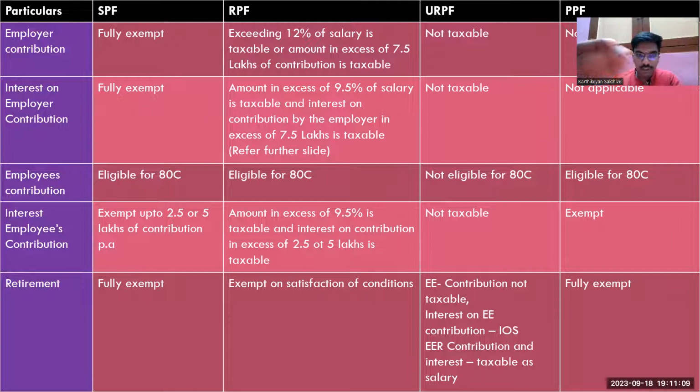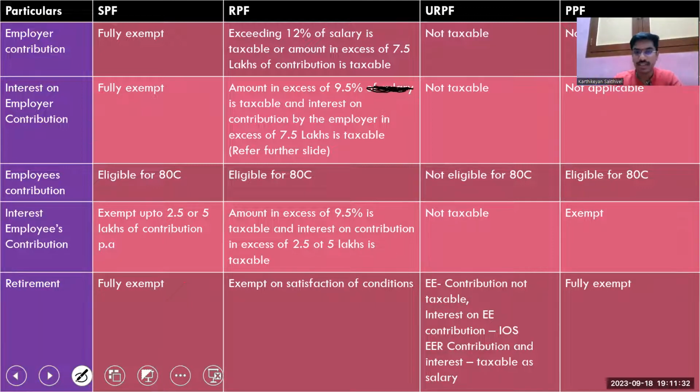Next is, if there is employer's contribution, there should be interest on employer's contribution. As far as interest is concerned, if the interest is going to be paid at more than 9.5%, then it is not 9.5% of salary. More than 9.5% alone is the correct term. There is a small error here. This is 9.5%. I'll just change it in the slide also. Amount in excess of 9.5% is taxable. So basically, as we have seen above, if more than 12% of my salary is contributed, the excess amount is taxable. If interest is paid at the rate of more than 9.5%, the excess is taxable.